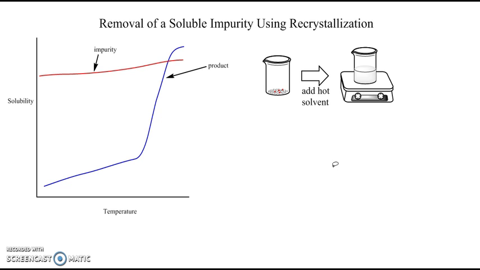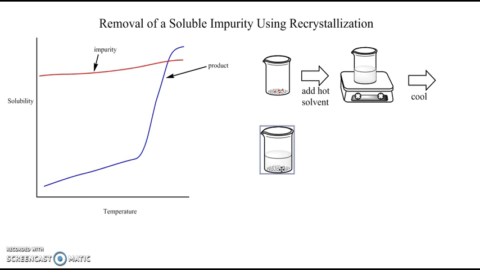You're going to add it in small portions until you get to the minimum amount of hot solvent to dissolve all of our material. And since both the impurity and the product are soluble at high temperature, you can have a clear solution. Everything's dissolved. Now, in order to get our product, what we do is we cool the solution. Since now we're not at high temperature, we're at low temperature, our product is not very soluble.